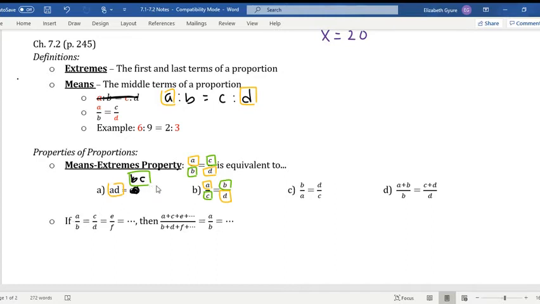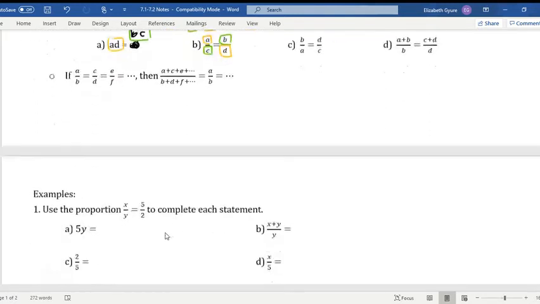And if you're curious about that, you can always plug in some numbers and check. Obviously, plug in things that work, like 1 to 2 equals 2 to 4 equals 3 to 6. And you could plug those in and check how that works. Any questions about means, extremes, or our properties?